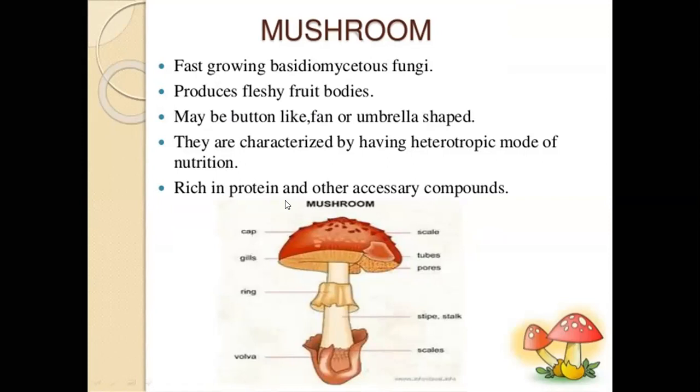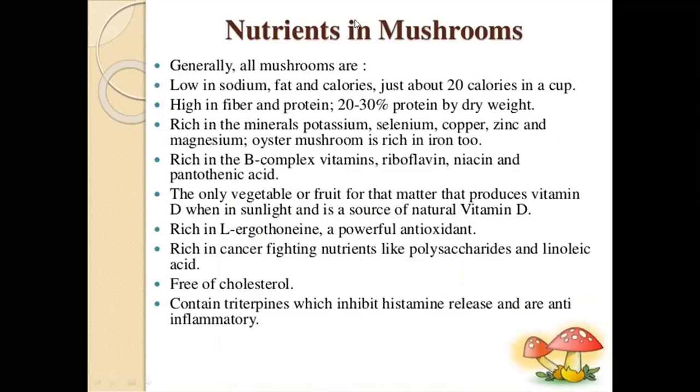So this is the structure of a mushroom. Nutrients in the mushroom: generally all mushrooms are low in sodium, fat and calories, just about 20 calories in a cup, high in fiber and protein, 20-30% protein by dry weight, rich in minerals: potassium, selenium, copper, zinc and magnesium. Oyster mushroom is rich in iron too, rich in B complex vitamins: riboflavin, niacin and pantothenic acid.